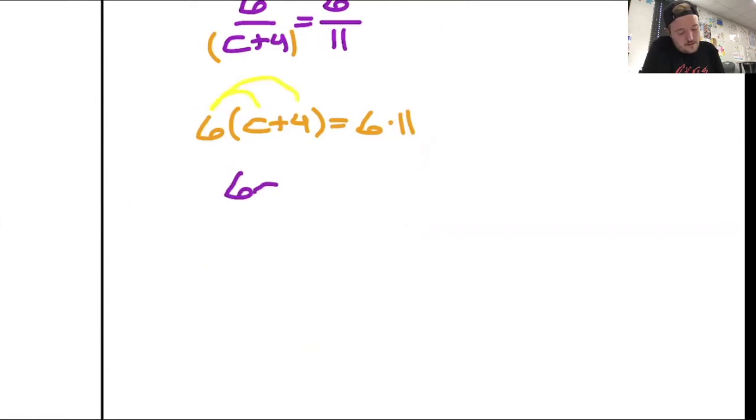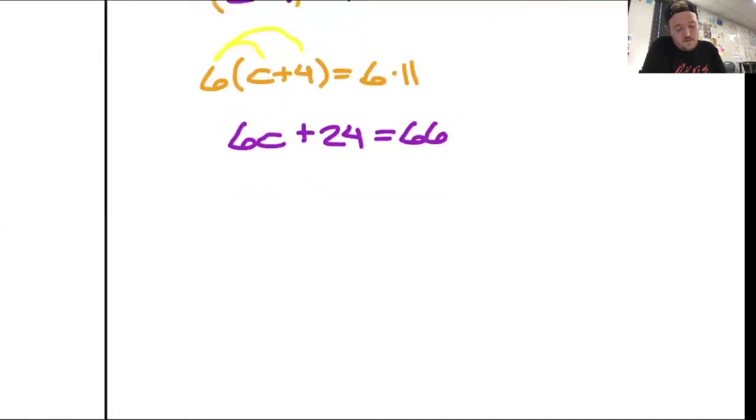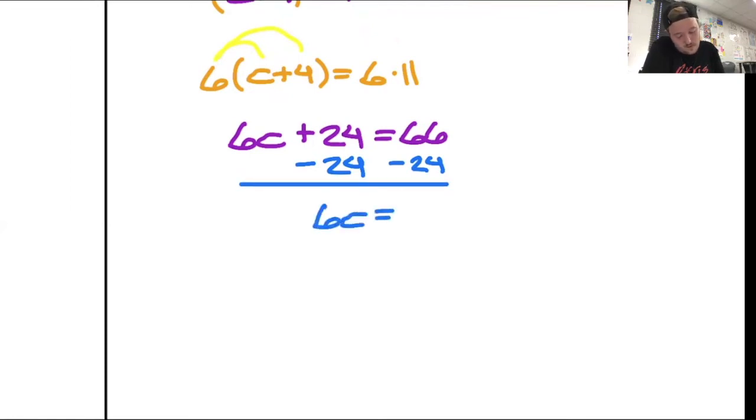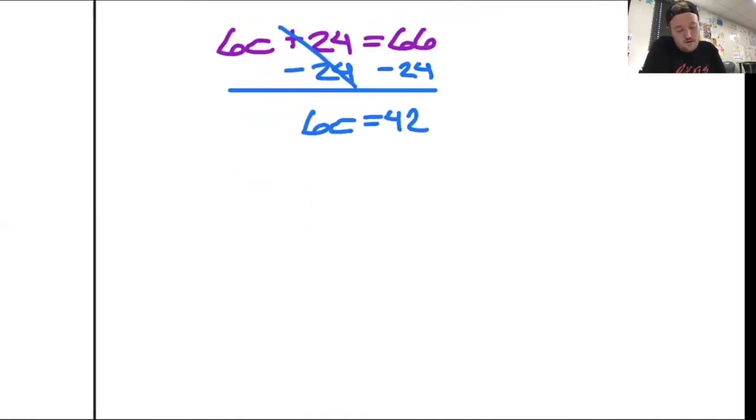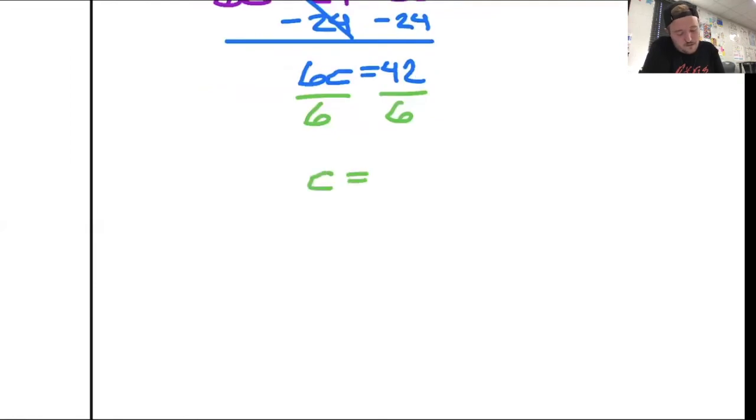So 6c plus 24 equals 66. Subtract 24 on both sides. So you're going to have 6c equals 42. 24 is 0 out. Divide by 6. So you're going to get c equals 7. Boom.